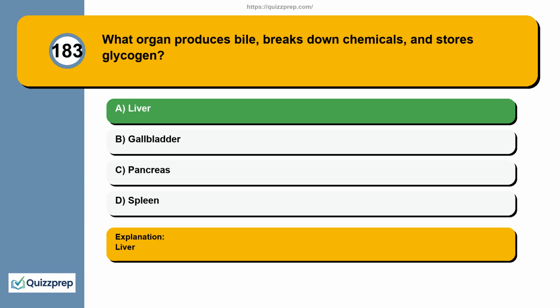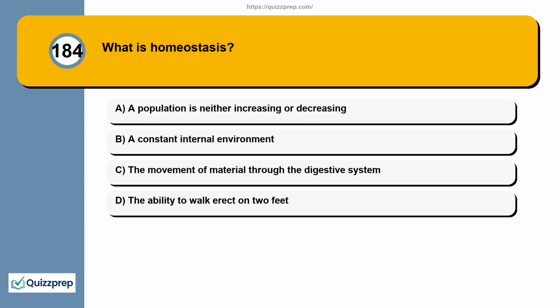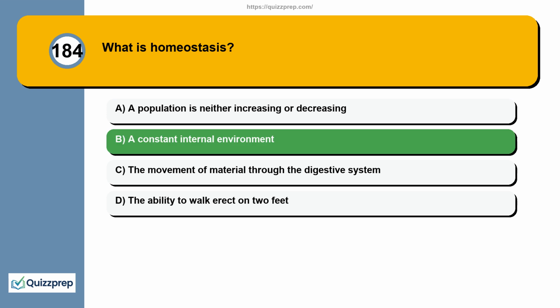Liver. Question 184. What is homeostasis? Option A, a population is neither increasing or decreasing. Option B, a constant internal environment. Option C, the movement of material through the digestive system. Option D, the ability to walk erect on 2 feet. The correct answer is option B, a constant internal environment.